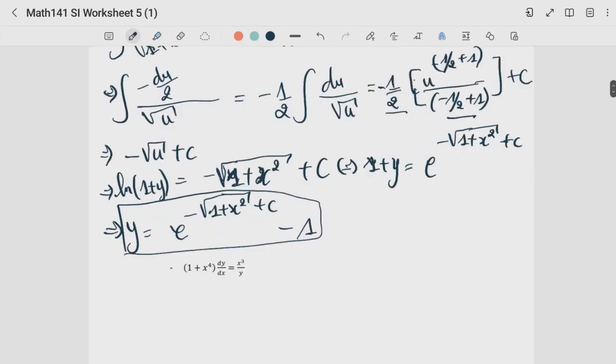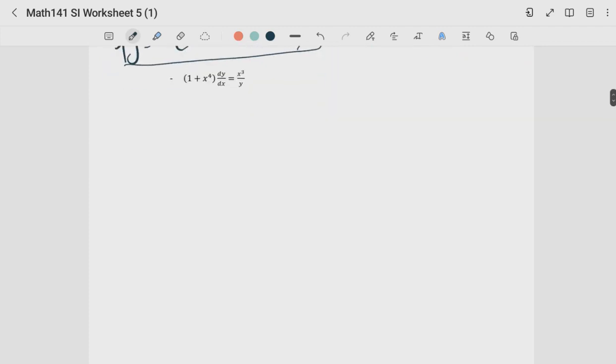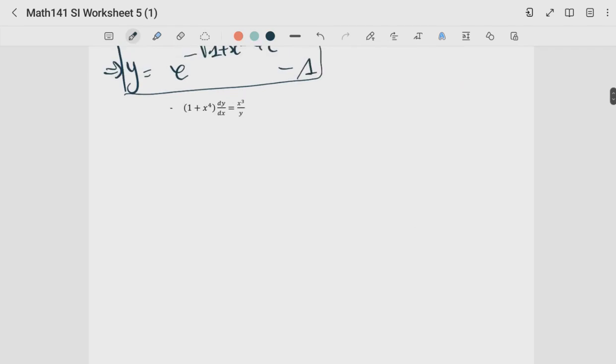Moving on to the next question, now we have, sorry, not the integral. We actually have (1 plus x to the 4) dy over dx equal to x cubed over y. And that's our new differential equation that we need to solve using separation of variables.